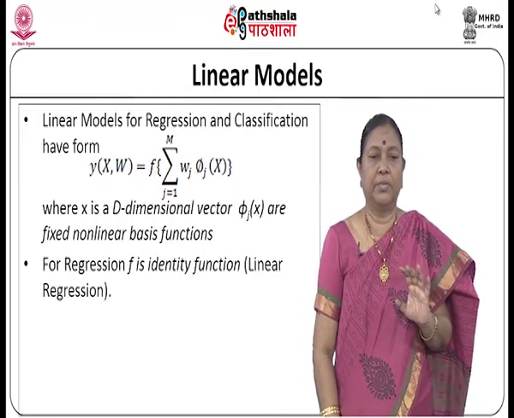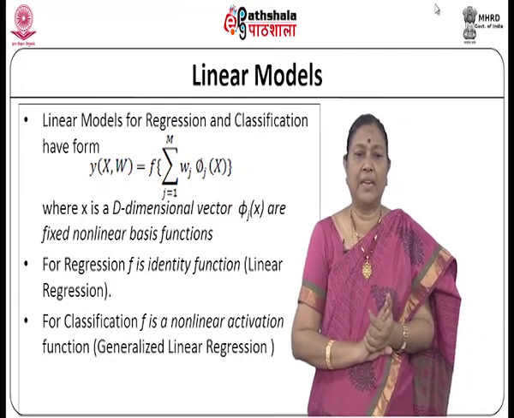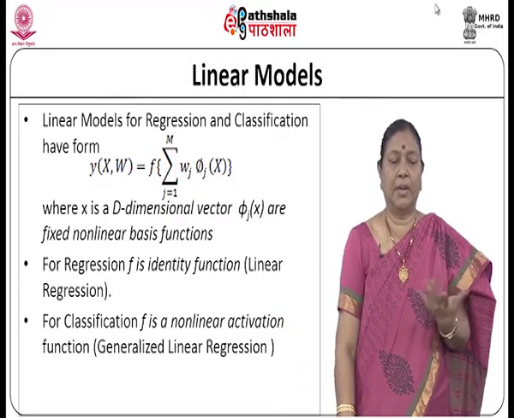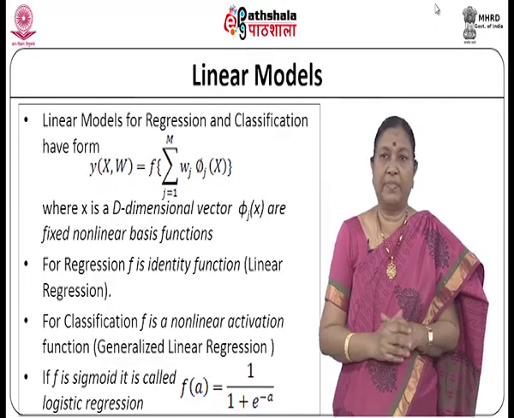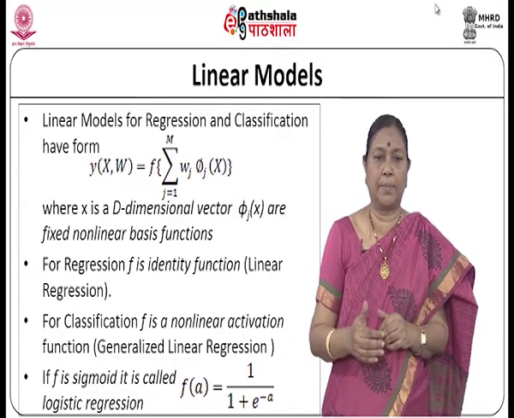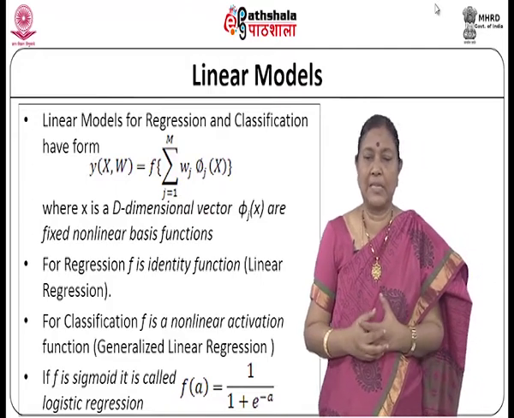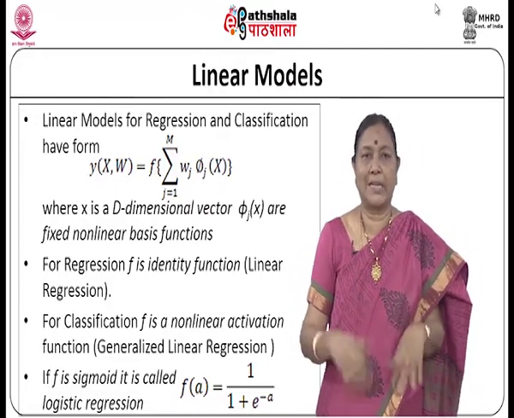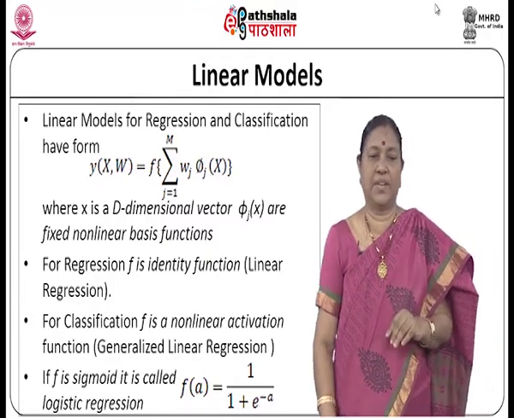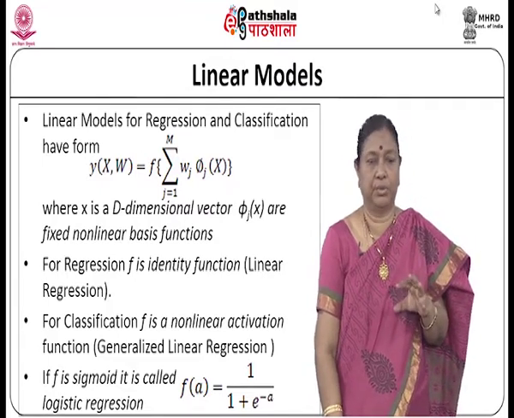Now, for regression, f is the identity function, giving linear regression, and for classification, f is a non-linear activation function, giving generalized linear models. If f is a sigmoid, it is called logistic regression, where f(alpha) = 1 / (1 + e^(-alpha)). We have seen this type of sigmoid being used in a lot of places, and if it is used, then this regression is called logistic regression. So, you use linear models for both regression and classification. The difference lies in the type of activation function that you use.